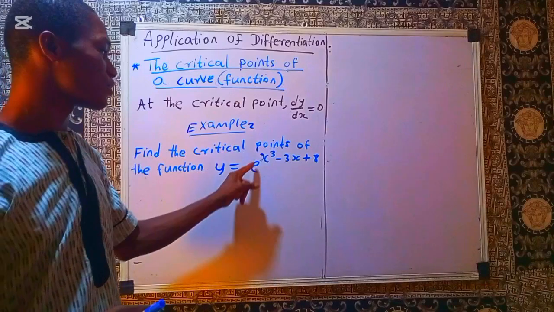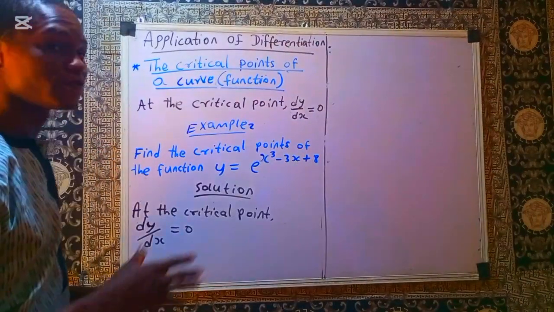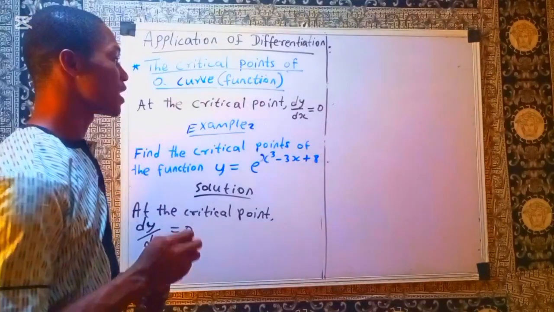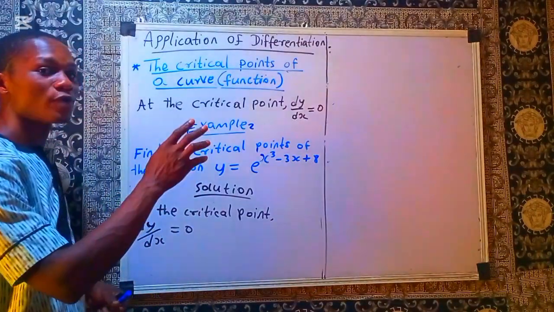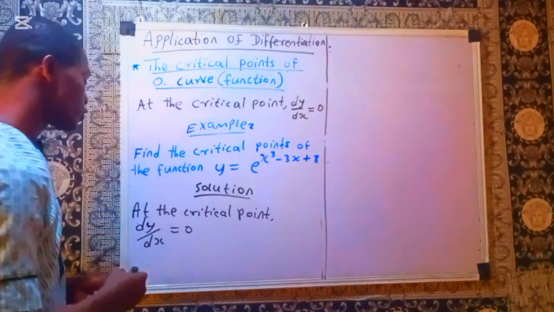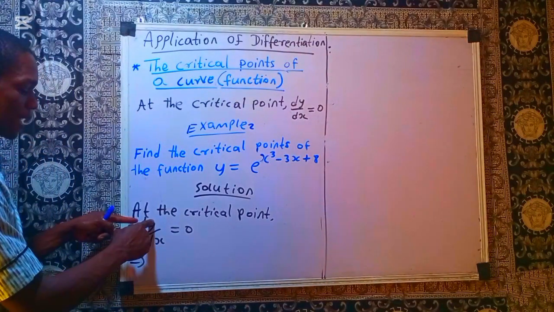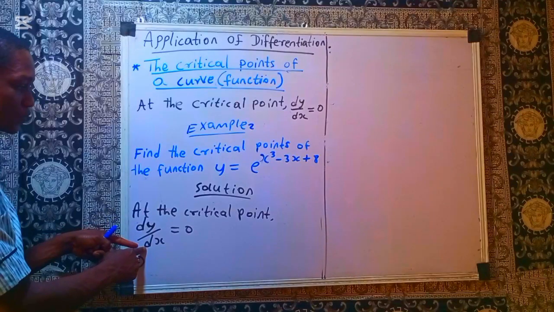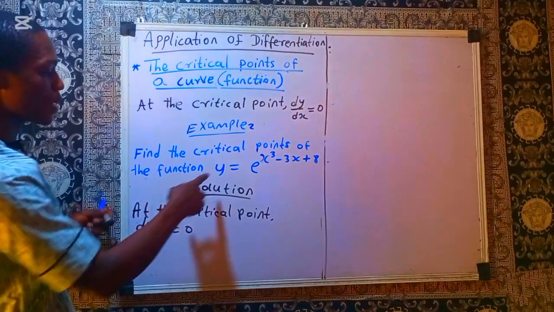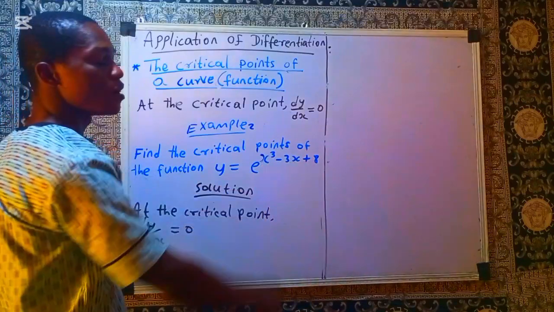y equals e to the power x cubed minus 3x plus 8. So what I've just written down now is that at the critical point, the derivative of y with respect to x is 0, as we have it here. I've already written it down before. So we are going to follow what I've written down. So we first of all find this derivative of y with respect to x. But look at this. y equals e to the power x cubed minus 3x plus 8.